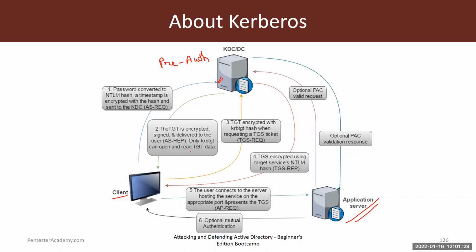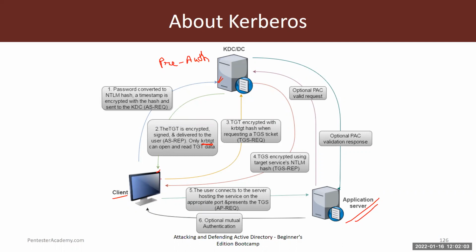Now, responding to that, the DC sends a TGT. A TGT is encrypted and signed with the hash of a special account on the DC called the KRBTGT account. At the end of step 2, the client receives the TGT, but it cannot decrypt it because it does not have access to the secrets of the KRBTGT account.